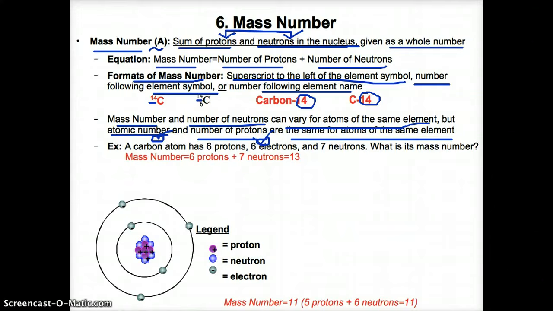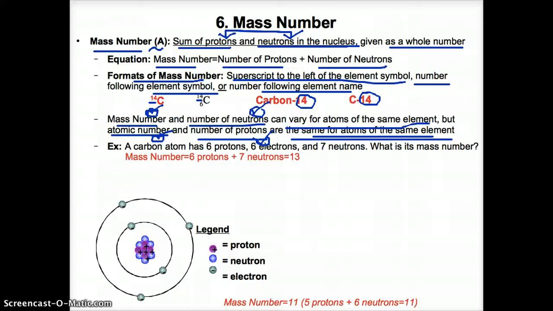But I never said anything about mass number and number of neutrons. So you can change the mass number and the number of neutrons because they do not determine the identity of the element. So if you change them, nothing really happens. The mass number and number of neutrons can change, and you can still have an atom of the same element, but the atomic number and the number of protons must always be the same for all atoms of the same element. Okay?